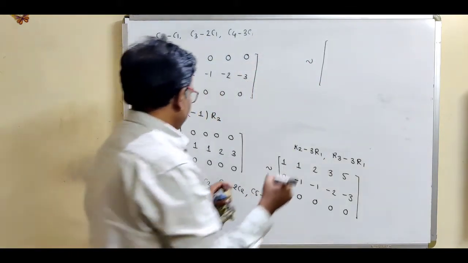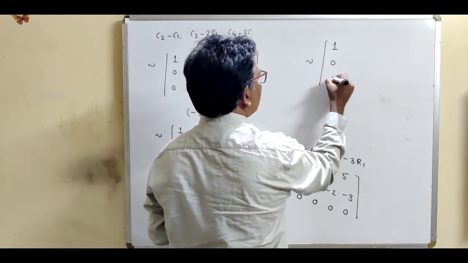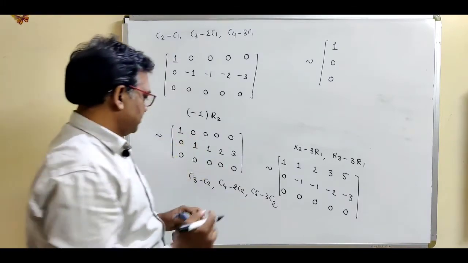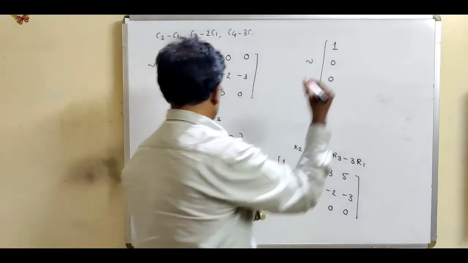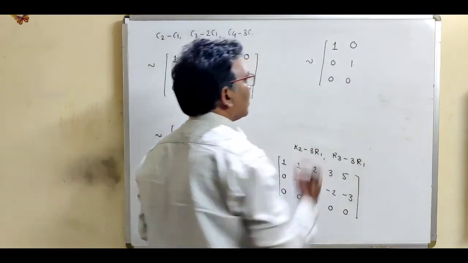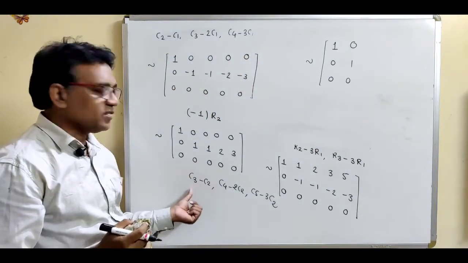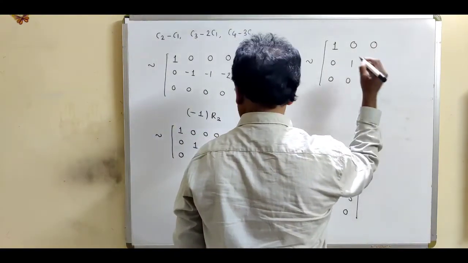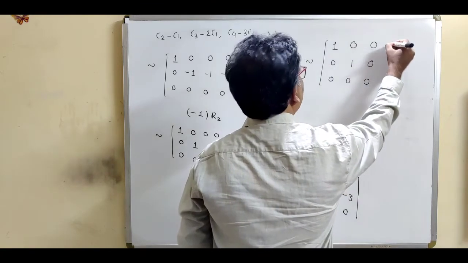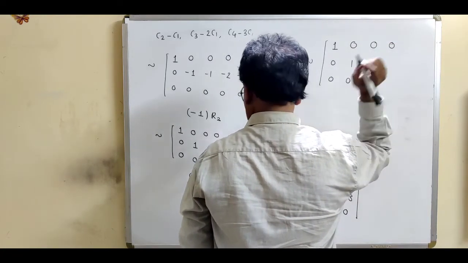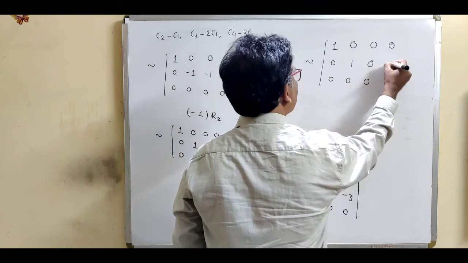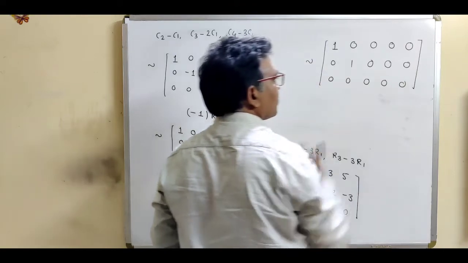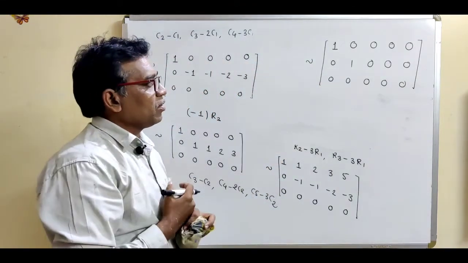So write down the equivalent matrix. This is the first column: 1, 0, 0. C3 minus C2 means 1 minus 0. Second column is again the same: 0, 1, 0. And use this operation, C3 minus C2 means 0 minus 0. So this is 0. 1 minus 1, this is 0. This is already 0. Next is 0. C4 minus 2C2 means this is again 0, 0, and the last column is again 0. So this is our normal form or canonical form.